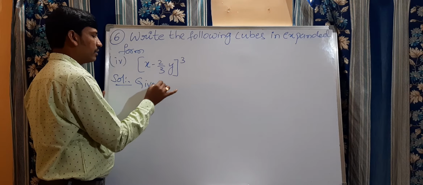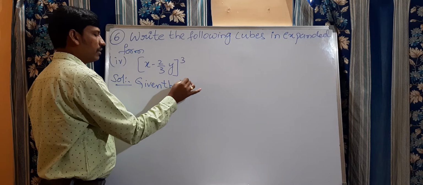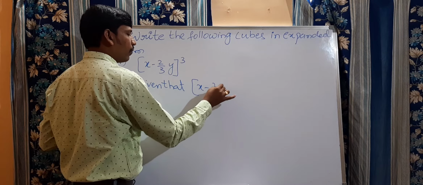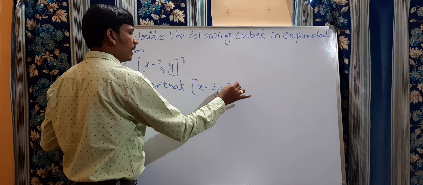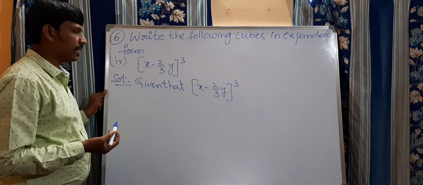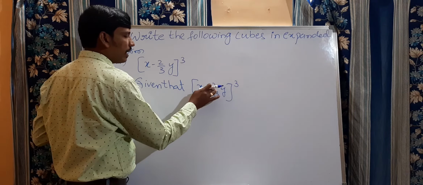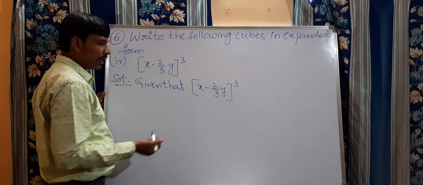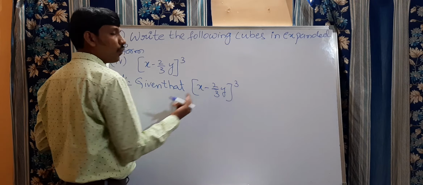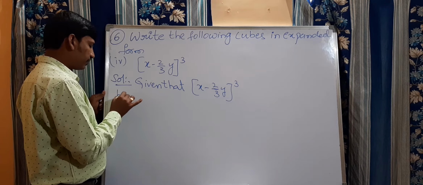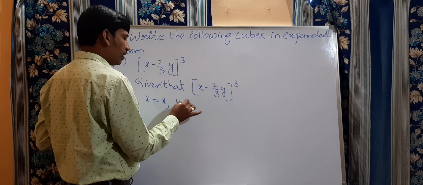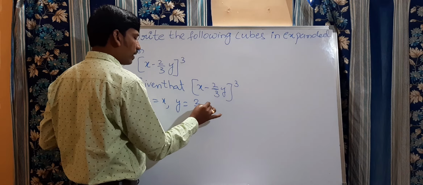Given that, (x − 2/3 y) whole cube. So here, in the place of x and y, what are the values? In the place of x we have x only. In the place of y we have 2/3 y. So here x is equal to x and y is equal to 2/3 y.